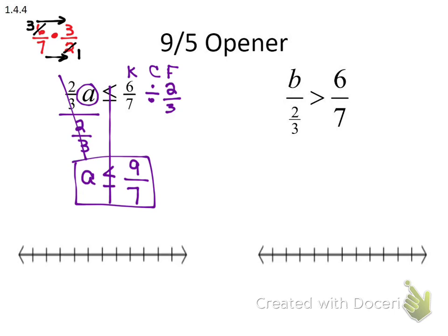Okay, so when we go to graph this, we're going to come down, we're going to put 9/7. Is it going to be open or closed? And a is less than or equal to 9/7. So which way is my arrow going to go? This way, to the left. To the left. Good.